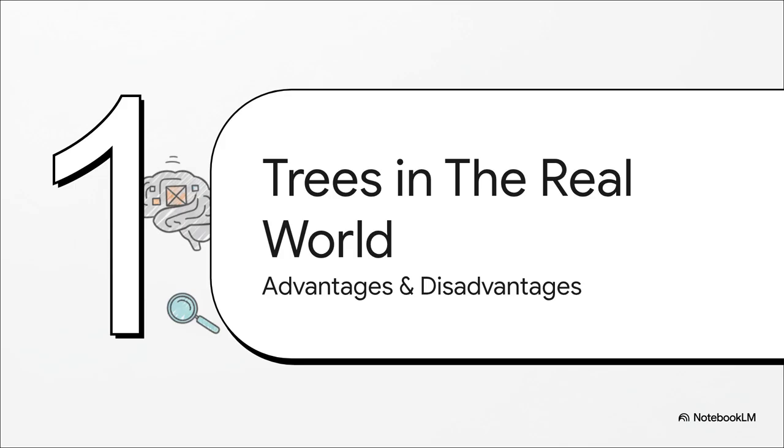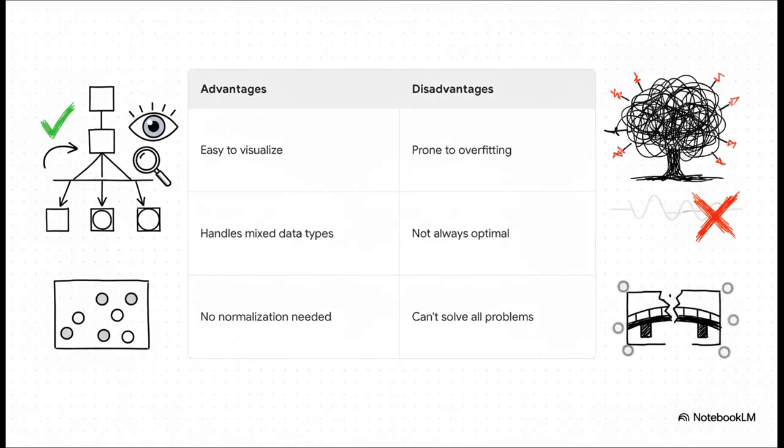So obviously that was a super simple example, but these things are everywhere in the real world, from helping doctors diagnose diseases to figuring out which ads you see online. But like any tool, they're not perfect. They have their own strengths and weaknesses. On the plus side, they're so easy to understand. You can literally just look at one and see the logic. But the big drawback is something called overfitting. It's kind of like a student who just memorizes the answers for one specific practice test. They might get a perfect score on that test, but if you give them a new test with slightly different questions, they completely fall apart because they never really learn the concepts.